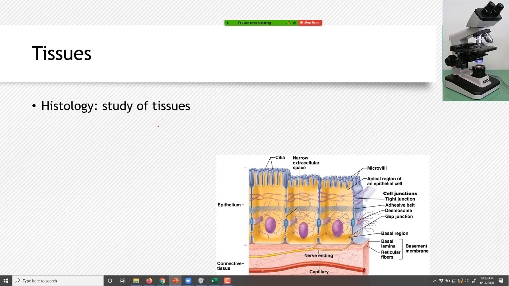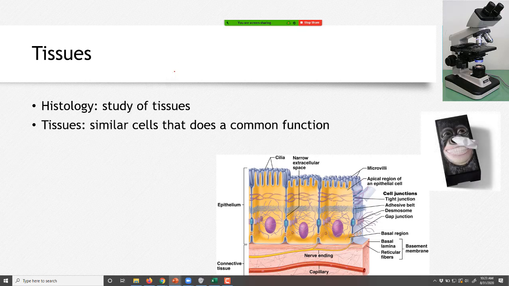Histology. When we look at histology, this is the study of tissues. So when we're studying tissues, that's what histology is. What is tissue? Tissue is a set of cells that perform a function. Okay, and we're going to be learning that there are several different types of tissues.